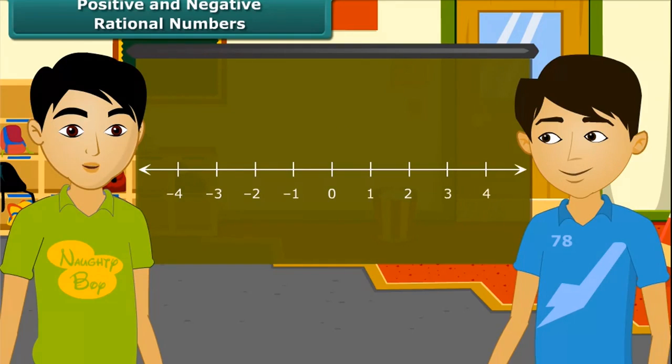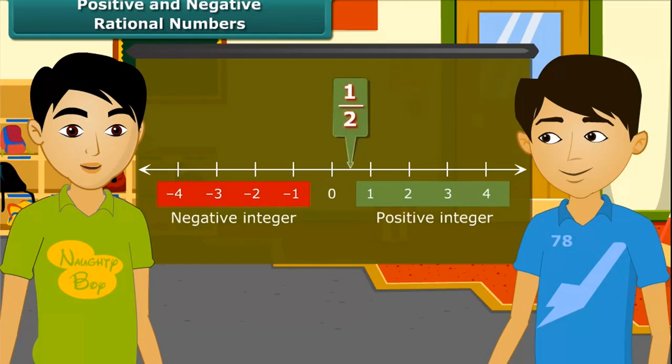Look at this number line. Points on the right side of 0 are called positive integers, and points on the left side of 0 are called negative integers. Let's mark 1/2 on this line. 1/2 will lie in between 1 and 0. And -1/2 will lie in between 0 and -1.